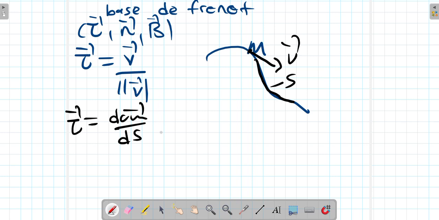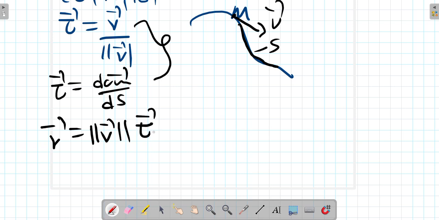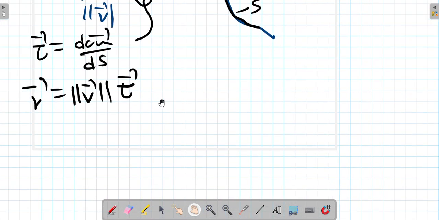So now, from these two formulas of tau, I can deduce what the vector vitesse is. Our vector vitesse will be equal to the magnitude of v, in the direction of tau. As simple as that for the first one.